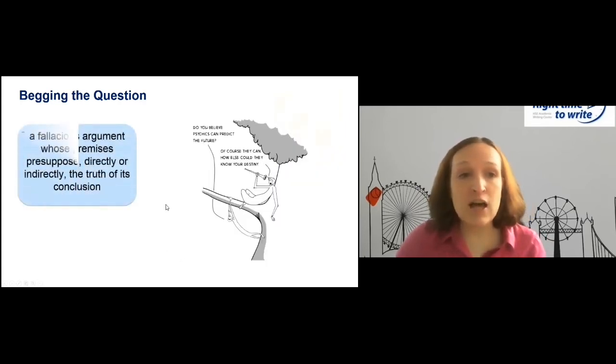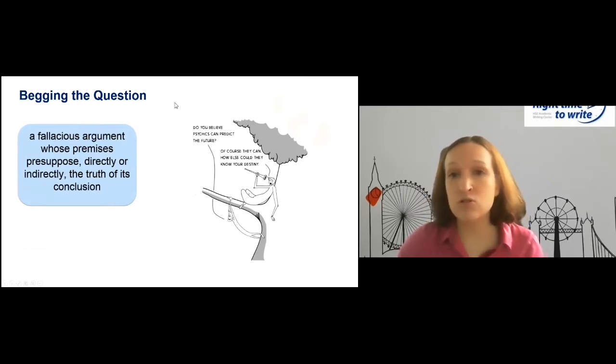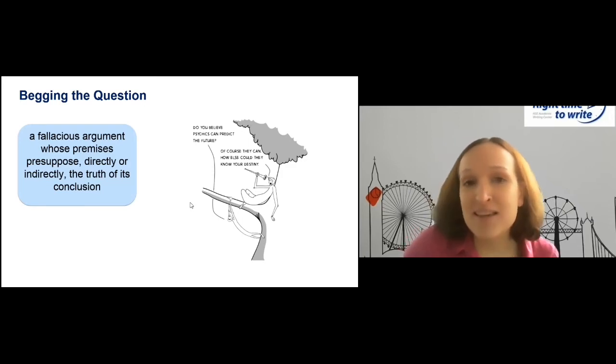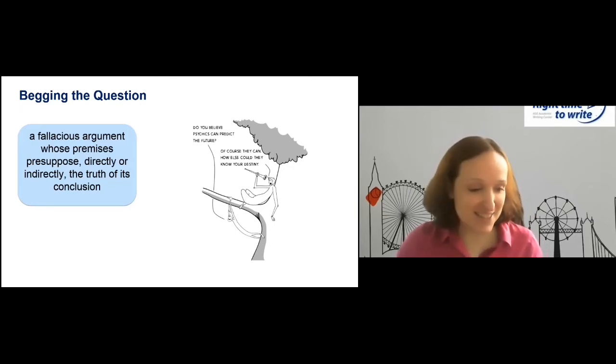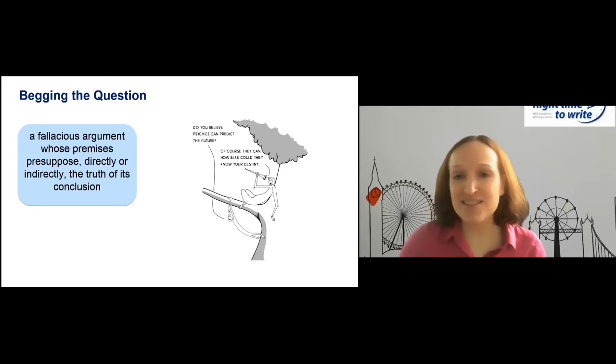Begging the question is a type of fallacious argument whose premises presuppose directly or indirectly the truth of its conclusion. In this example, it was direct. Have a look at this example here. It's another case of begging the question. And this, by the way, is one of the logical fallacies that was identified by ancient Greeks, and it has existed since then. Of course, psychics predict the future, or else how could they know your destiny? Yeah, so something that is used as evidence is actually a rephrasing of the claim itself.